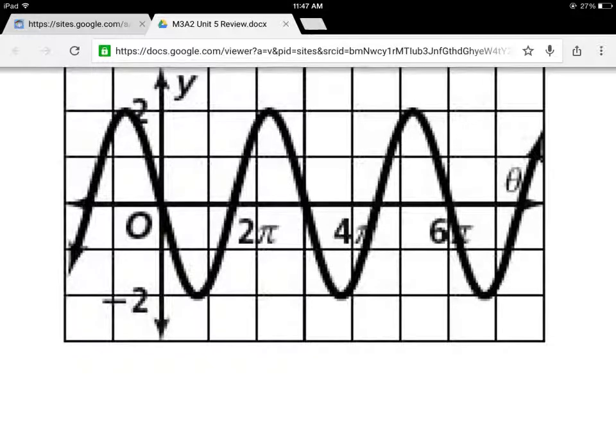So looking at the same graph, okay, my amplitude is still 2. My period is still 3 pi. My b value will still be 2/3, just like we just found. Our vertical translation is still nothing, because it's even above the x-axis and below the x-axis. But now I need to highlight a cosine curve.